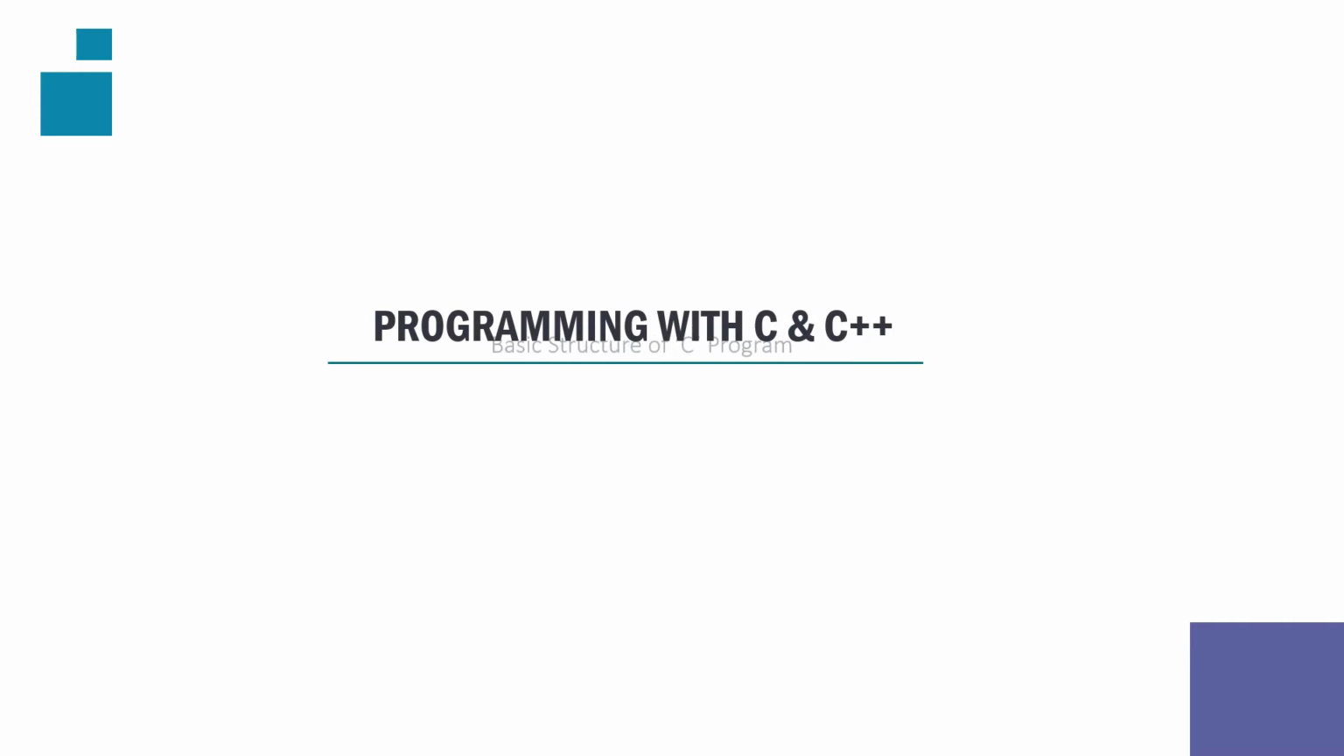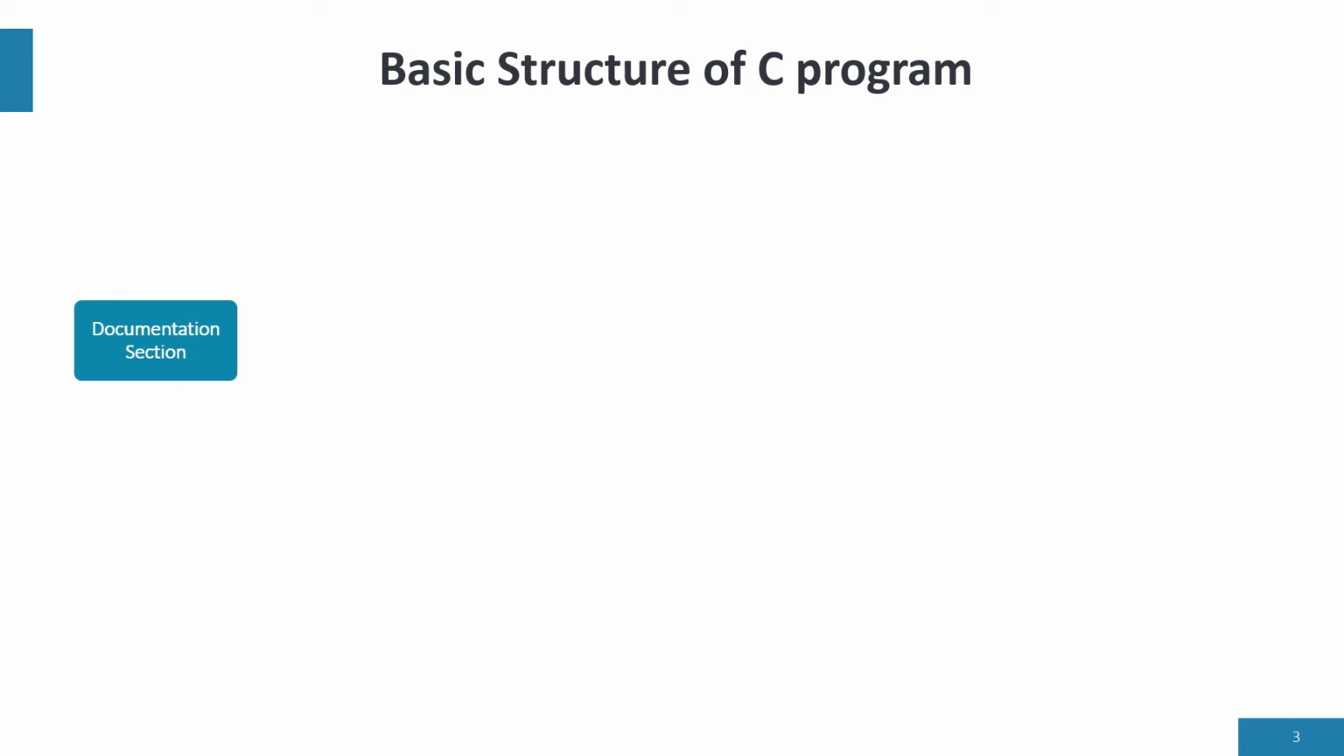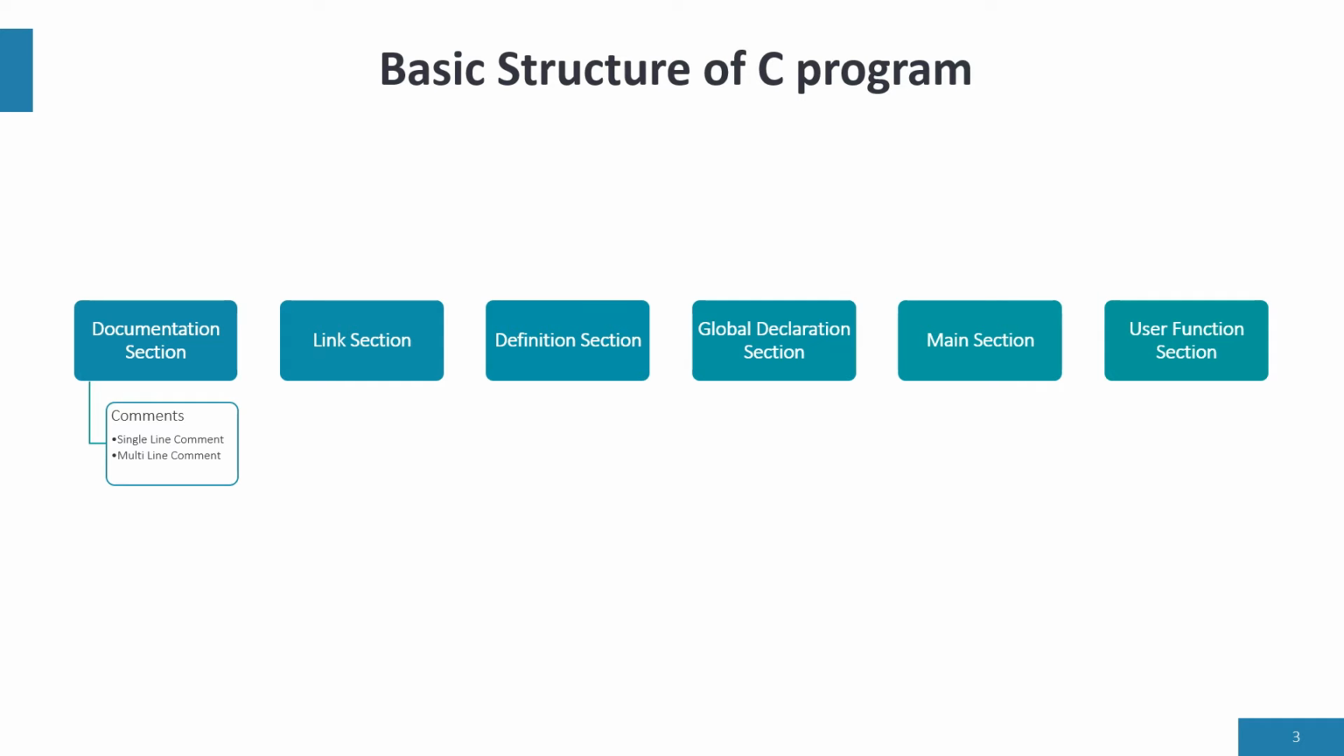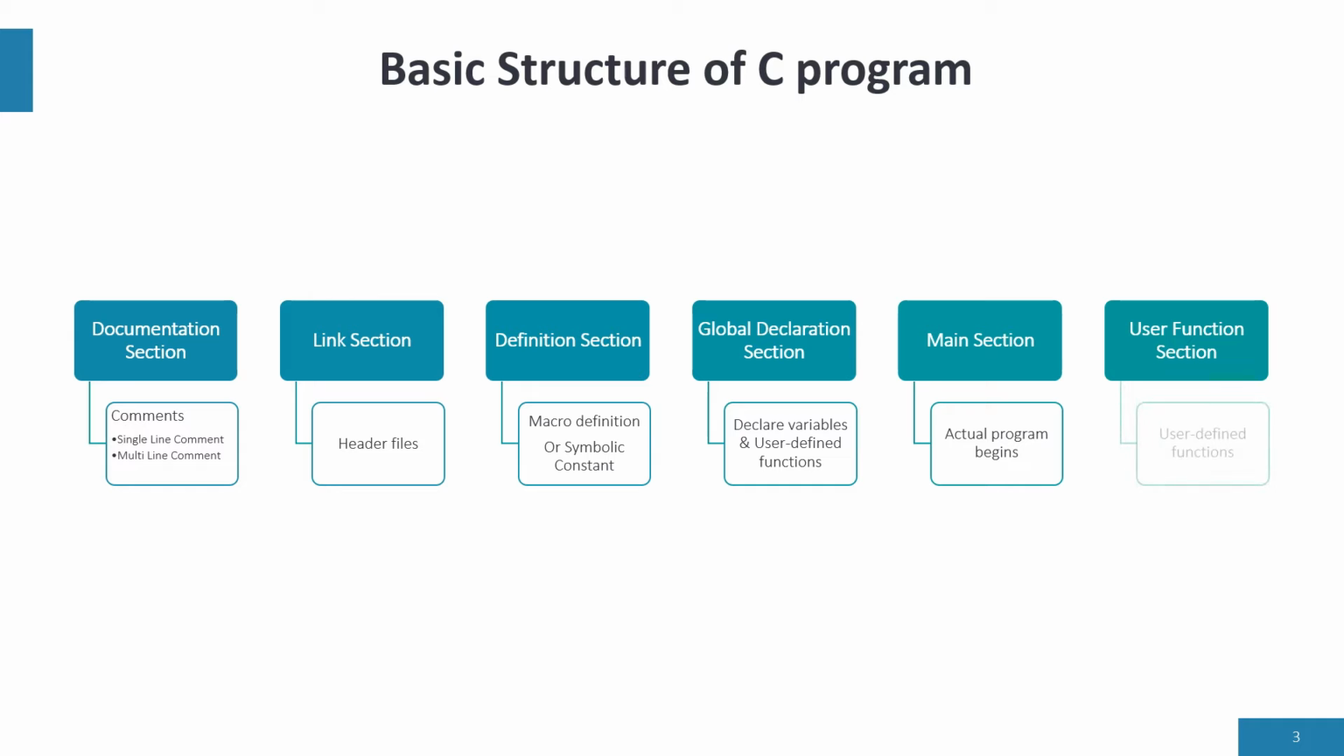Hello all. In this video we are going to learn the basic structure of a C program. For every C program we have the following sections: documentation section, linker section, definition section, global declaration section, main section, user-defined function section. Let us learn why we need these sections.